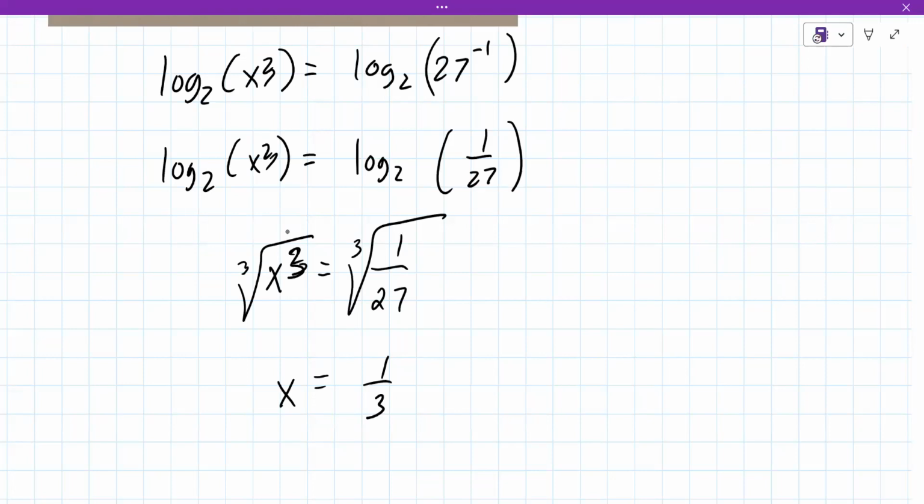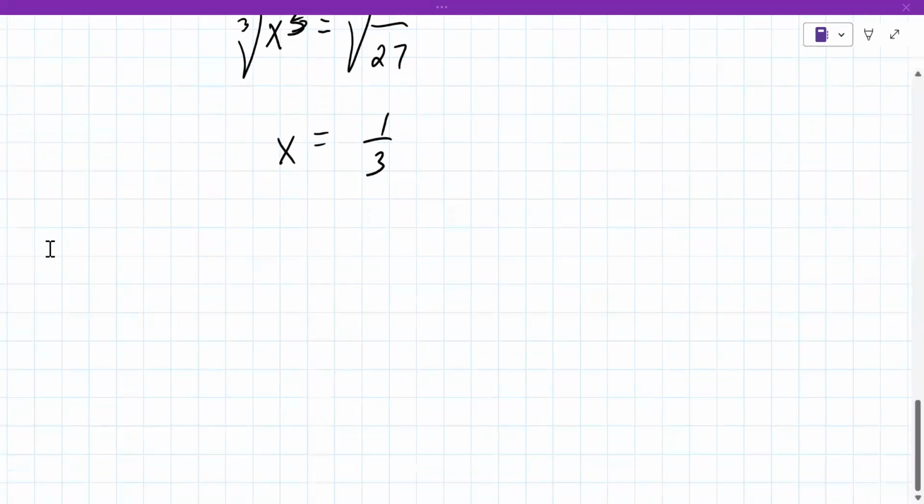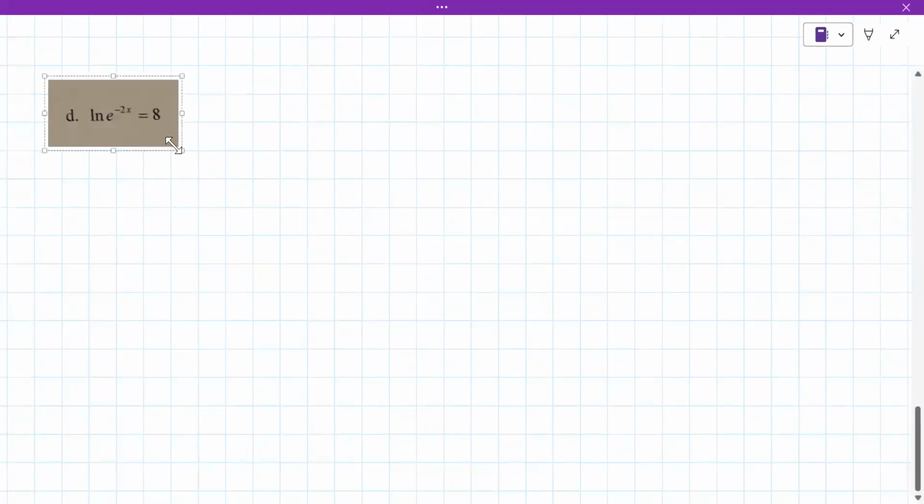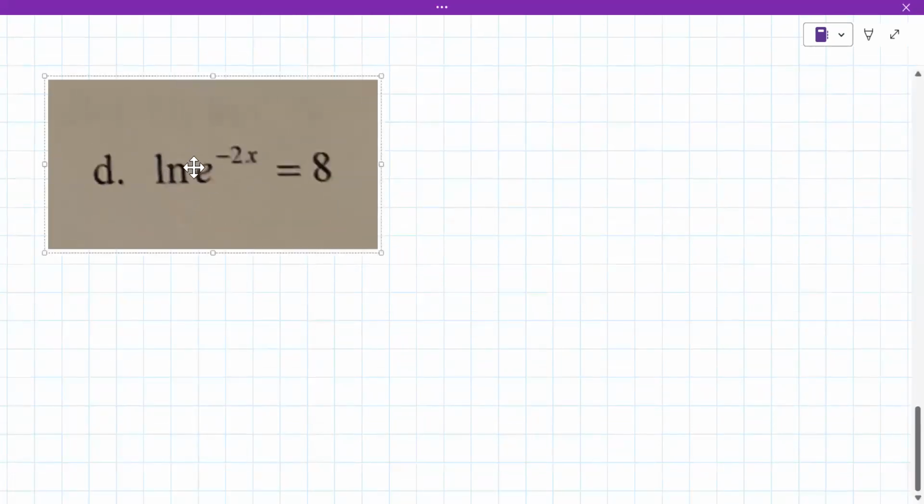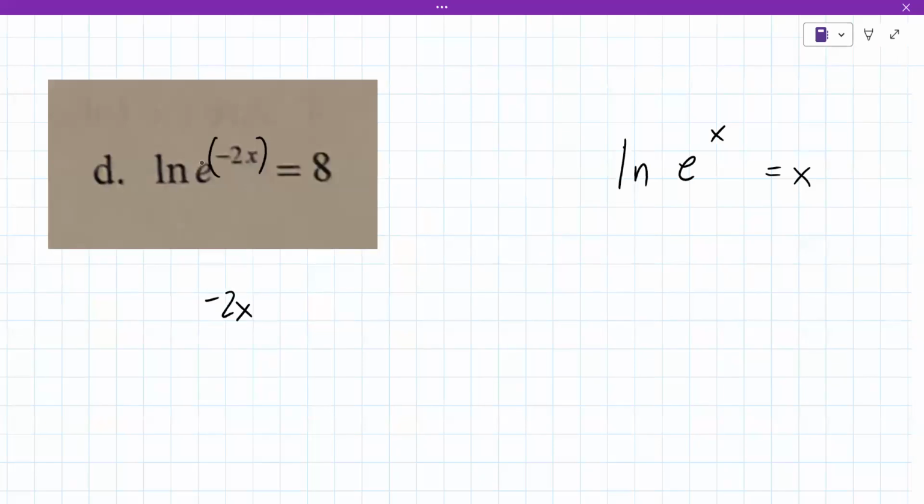Okay, got it. Great. So the next question here, letter D. The natural log undoes the e. So if you had the natural log of, say, e to the x, it just becomes x, or whatever's in the exponent. So when you have natural log of e to the -2x, it becomes just -2x equals 8. The 8 just comes down. You solve this as usual. x equals -4.